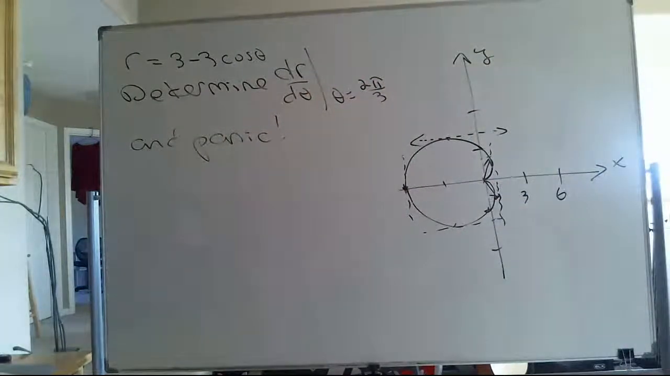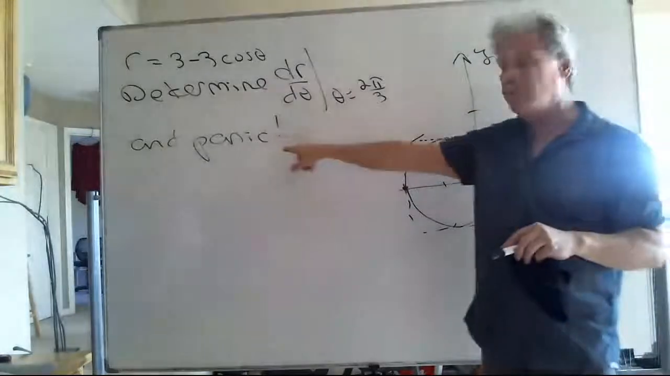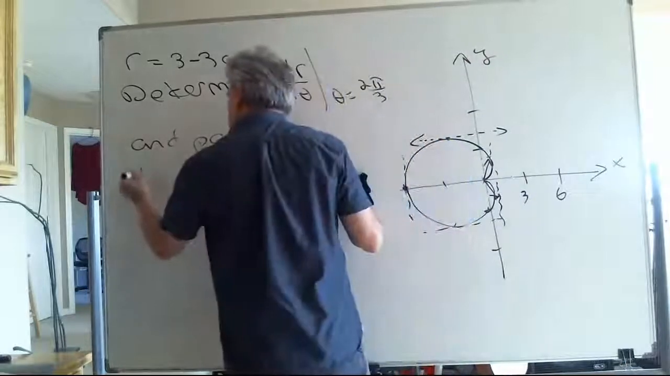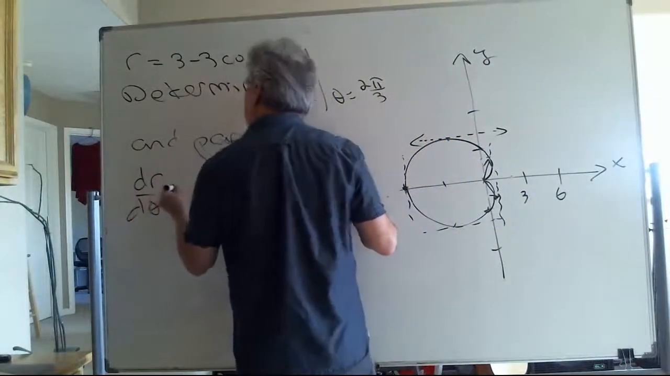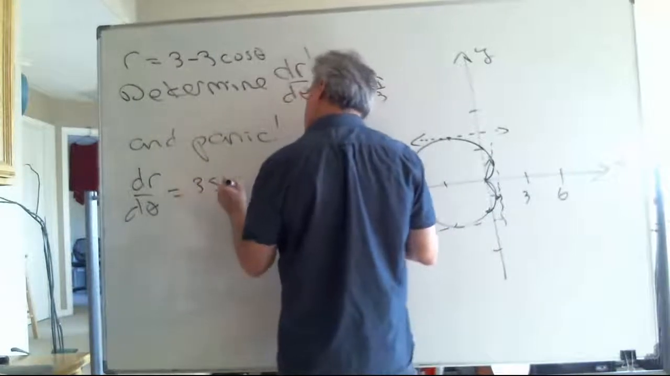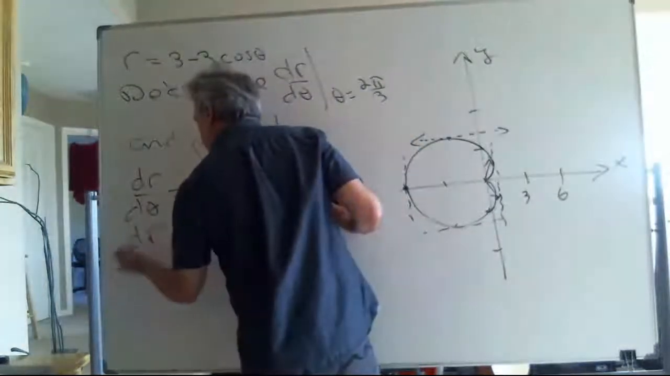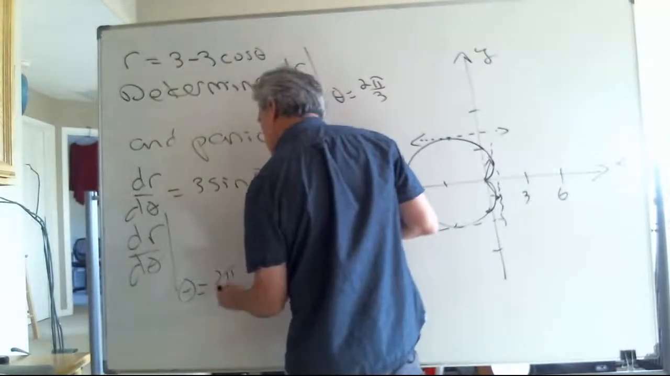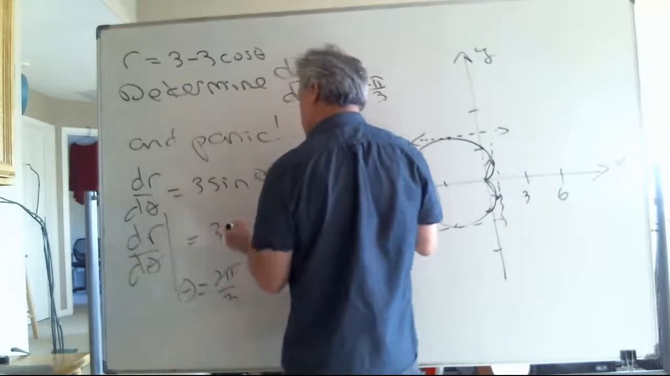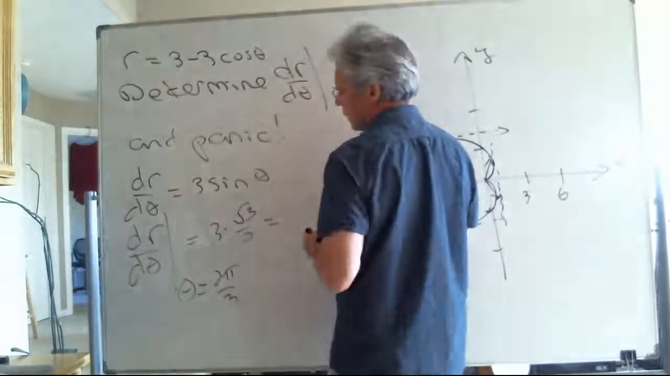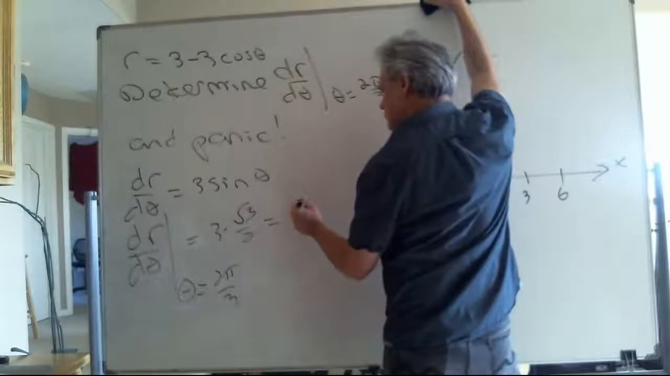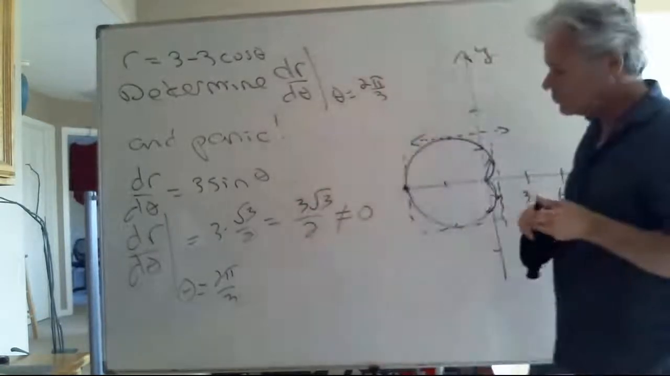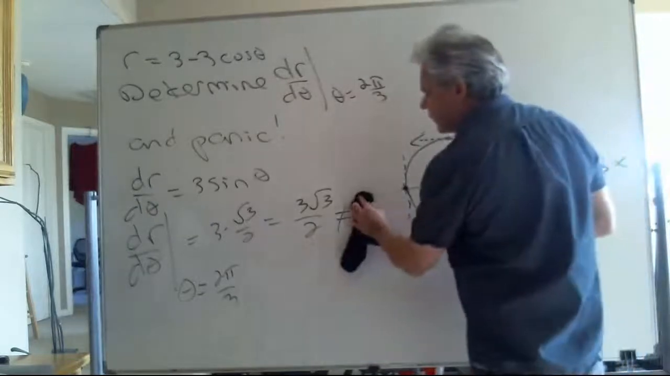So let's evaluate dr d theta when theta is equal to 2 pi thirds, and let's just say anything we can about it. Well, dr d theta, we've already computed twice. Was it this? And therefore this is equal to this. And it's not 0. So let's analyze what this number is really telling us.